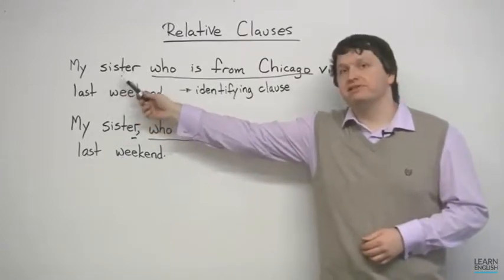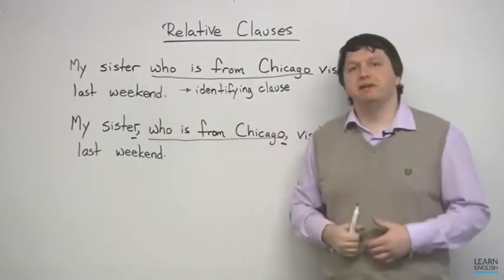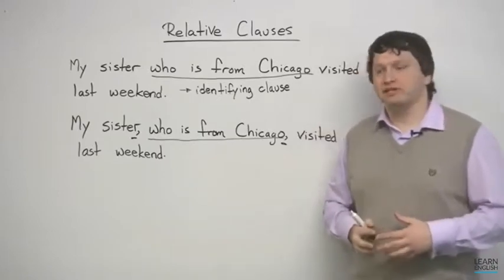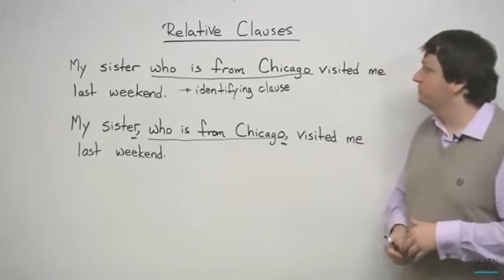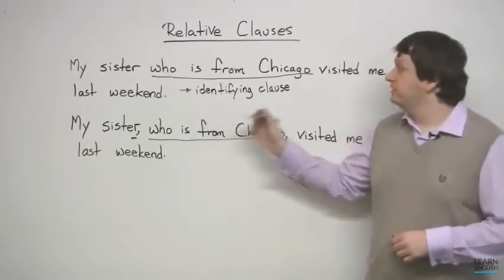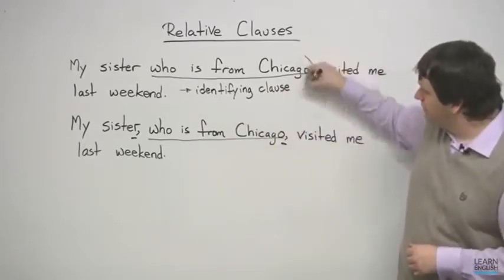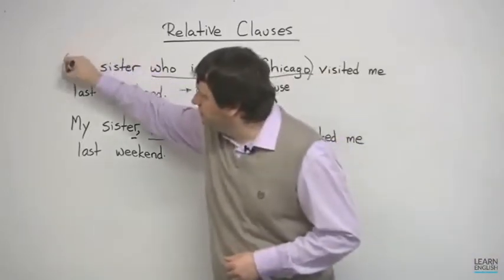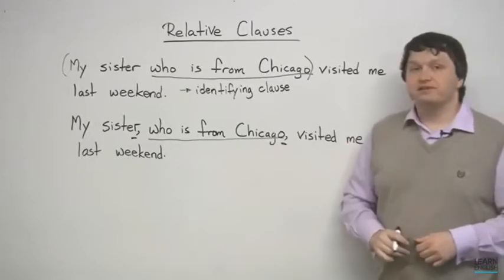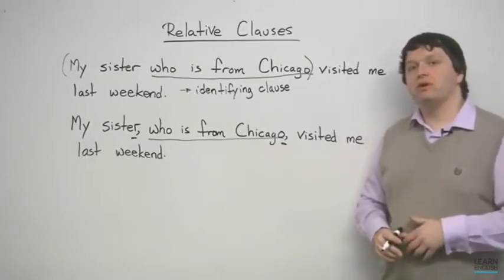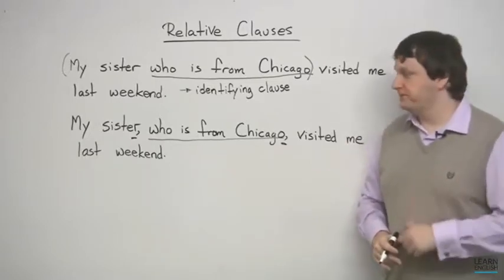The reason we call this an identifying clause is because it identifies the subject. So my sister is the subject. I am giving more information about my sister, and I am saying, well, my sister who is from Chicago visited me last weekend. So this is actually the complete subject. Okay? In this case, do I have one sister or do I have more than one sister?